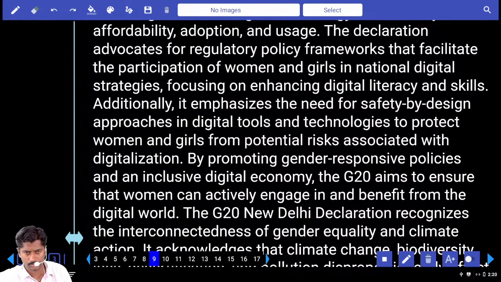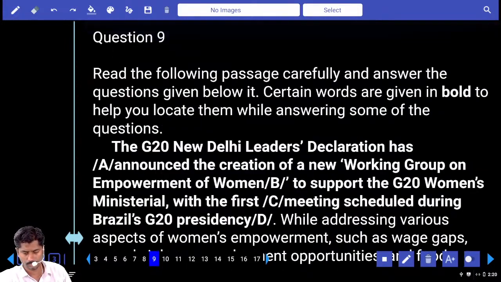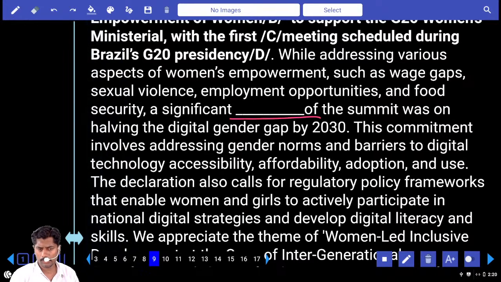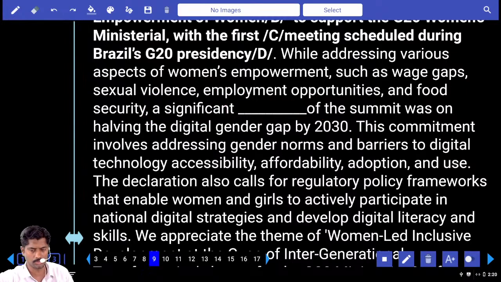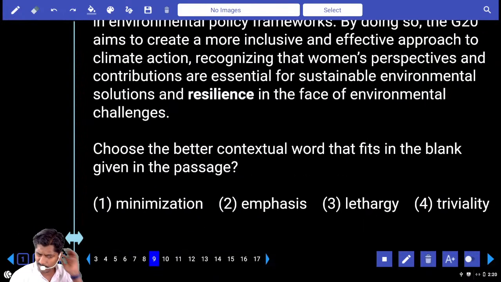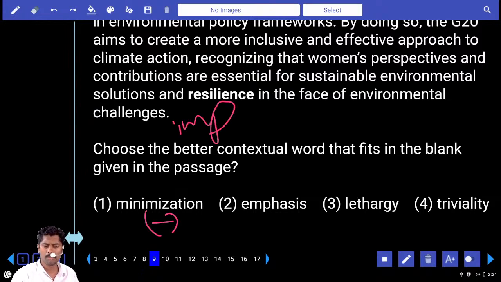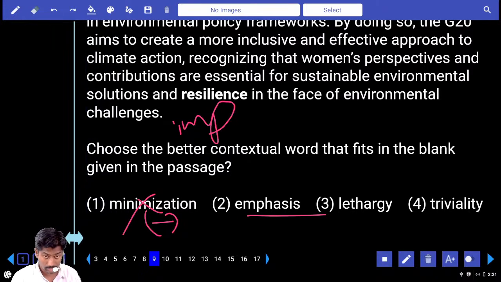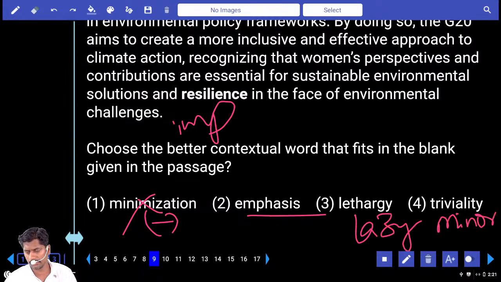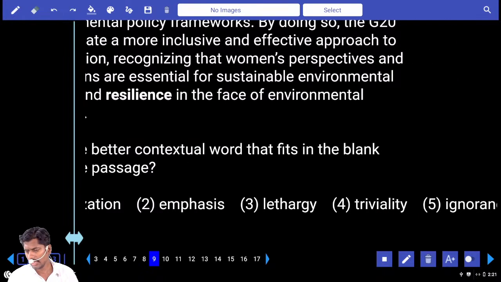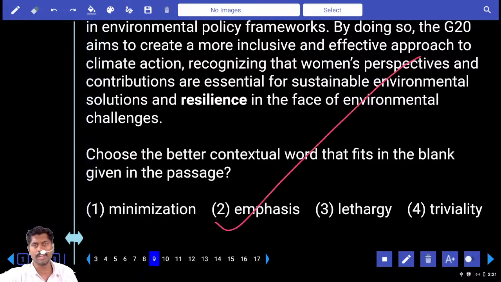What will fill in the blank? While addressing various aspects of women empowerment, such as wage gaps, sexual violence, employment opportunities and food security, a significant dash of the summit was a significant. After an adjective we require a noun. Minimization is negative, because significant means important. Emphasis means highlight. Significant emphasis of the summit, yes. Lethargy means lazy, triviality means something minor, less valuable, no. Last one, ignorance, negative, no. Almost all are negative, only the second option is the right answer, the positive one.